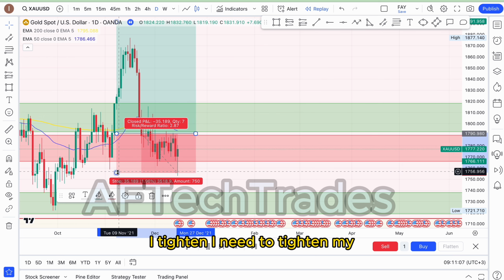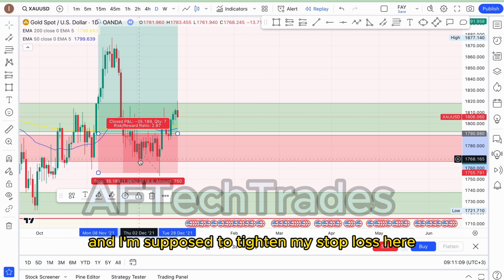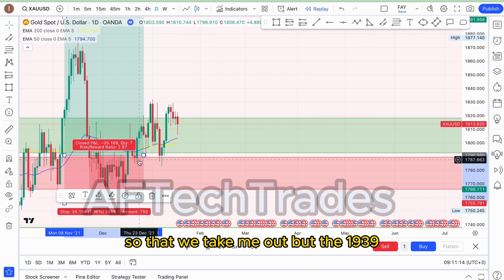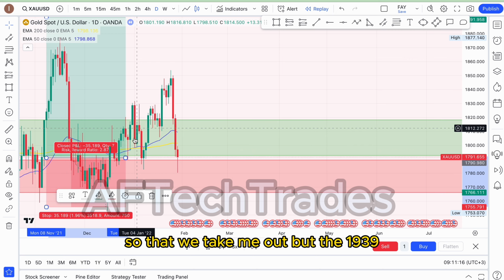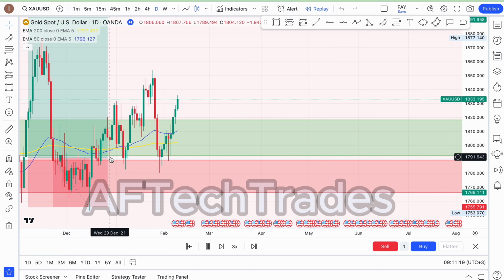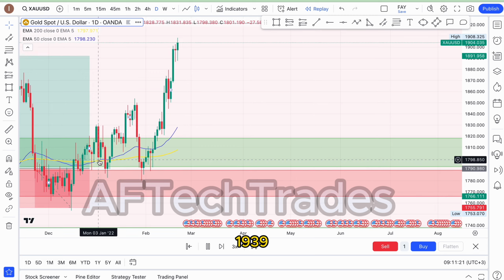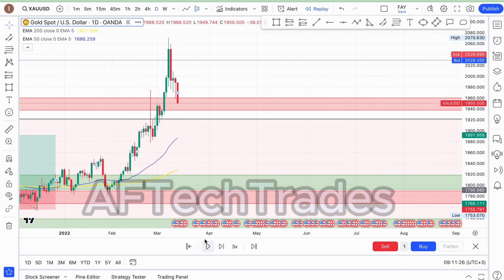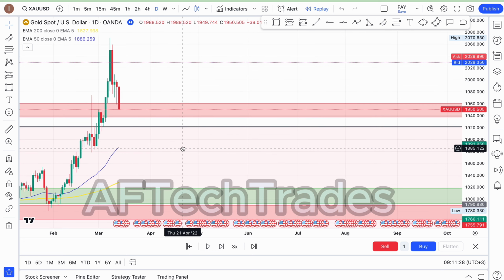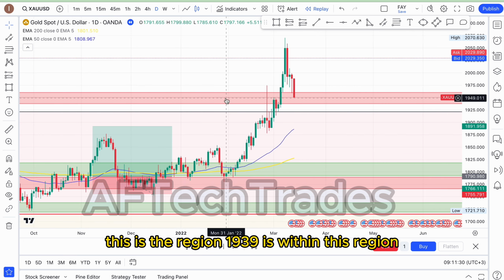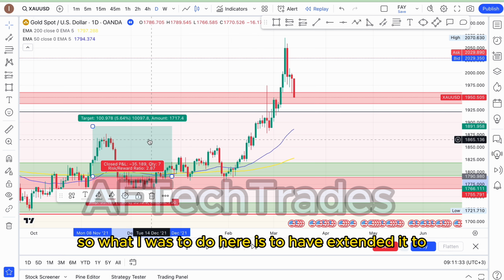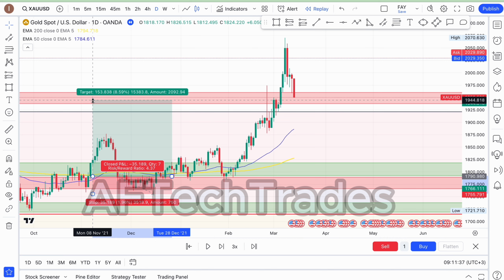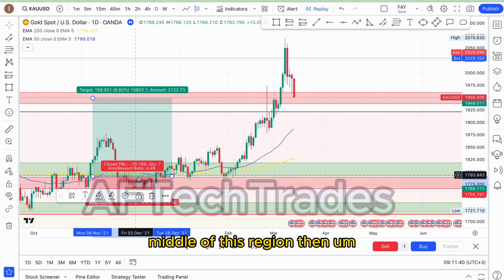I need to tighten my stop loss here so that it will take me out. But the 1939, yes, this is the 19th pause stop. This is the region. 1939 is within this region. So what I was to do here is to have extended it to this region, middle of this region.